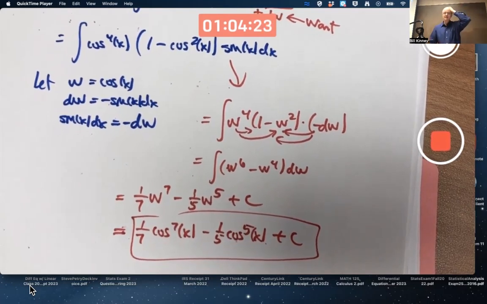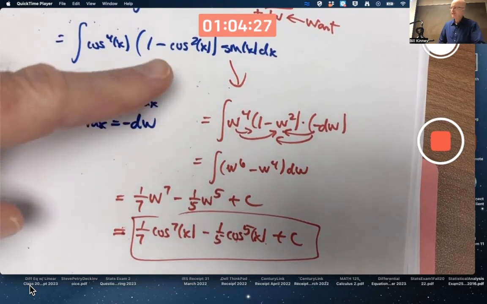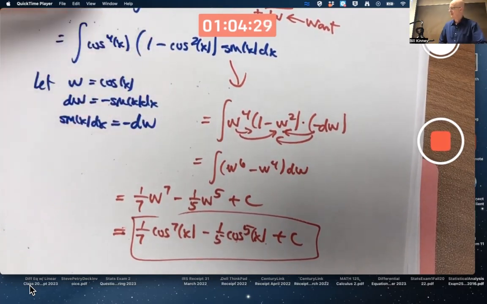In checking this, you end up having to essentially use the same identity again and reverse your steps here. So it's checking, it's not real quick.